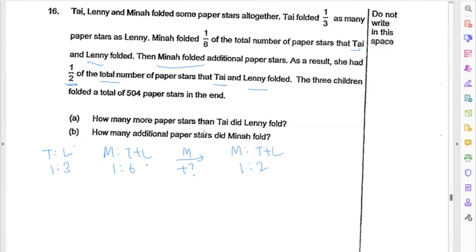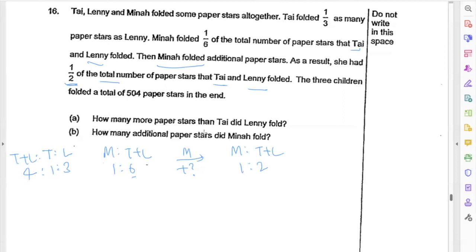Right? Now, look at the ratio. What's the common base? Let's compare the first two ratios. The common base will be Thai plus Lenny here. In this case, it's 4. And this number is 6. So let's make it 12.